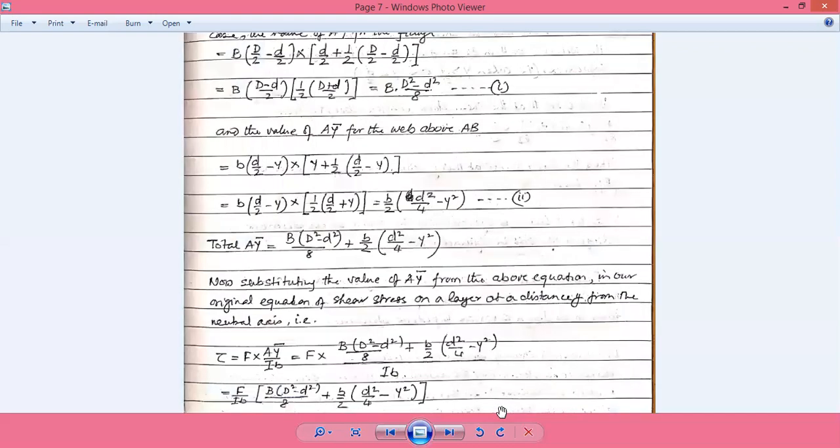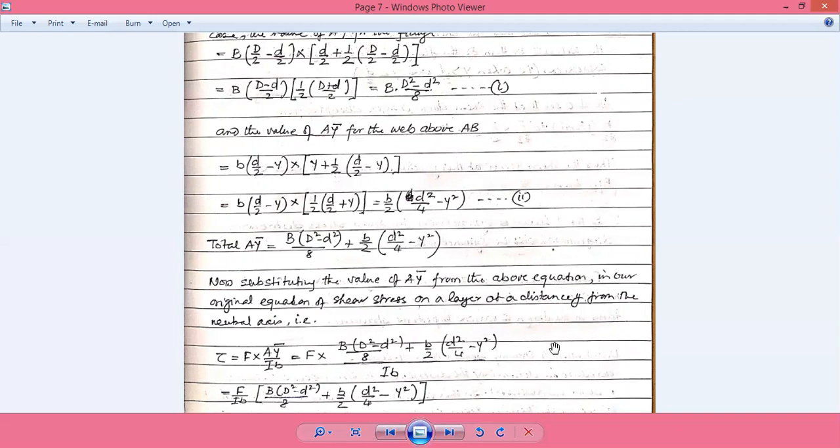This is the area of this particular portion of the beam multiplied by the distance from the neutral axis to jk, that is y plus half of this height, which is d by 2 minus y. So y plus half of (d by 2 minus y). So it becomes b by 2 into (d square by 4 minus y square). The total A y bar is the addition of this with this, which is equal to b into (d square minus small d square) by 8 plus b by 2 into (d square by 4 minus y square).